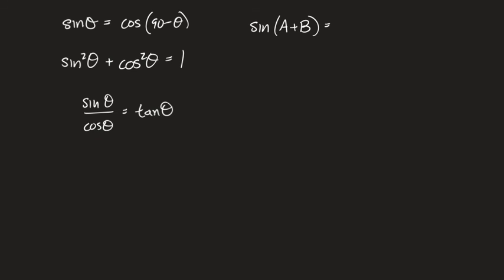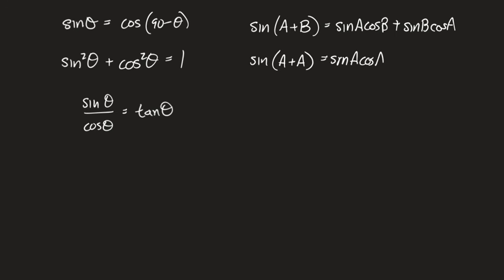Sine of A plus B is actually sine A cosine B plus sine B cosine A. Now, I know. Why would I bring this one up? Let me tell you why I'd bring this one up. Because sine of A plus B could be written as sine of A plus A. And sine of A plus A is sine A cosine A plus sine A cosine A. Every place there's a B, I put another A in for that.